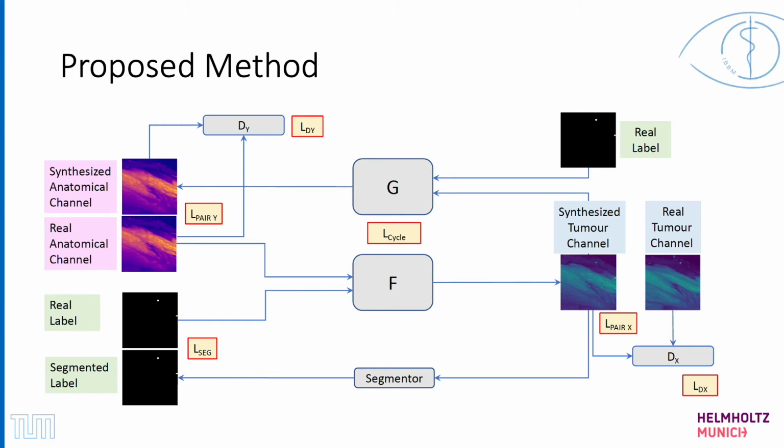Generator F, whose task is to create synthetic images in the cancer domain, is further constrained by a pretrained segmentor whose weights are fixed. This helps ensure that the generated output is consistent with the desired label. Our final loss function is a parametric combination between discriminator, cycle, segmentation, and pairwise losses.